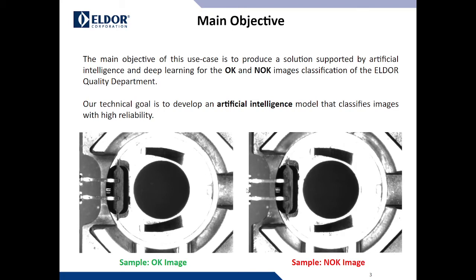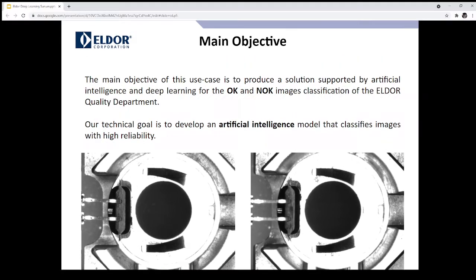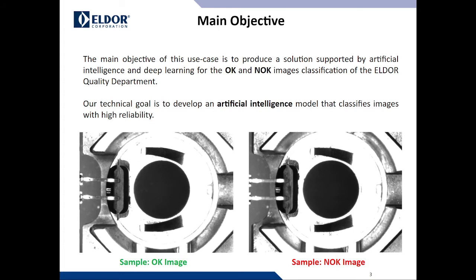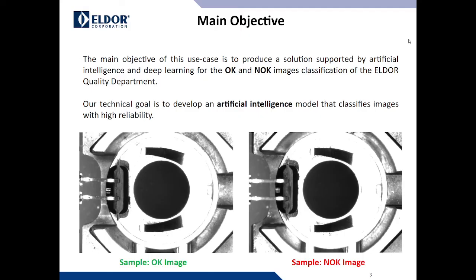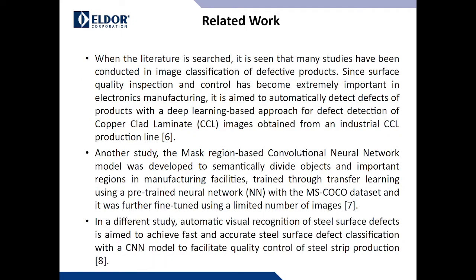These are sample images. This is a sample okay and this is a sample not okay image. This is so clear and there is no defect. But in this one, this is a simple defect, and we don't want to miss this. This should be classified as not okay. We created a convolutional neural network in order to solve this problem, and I will explain.